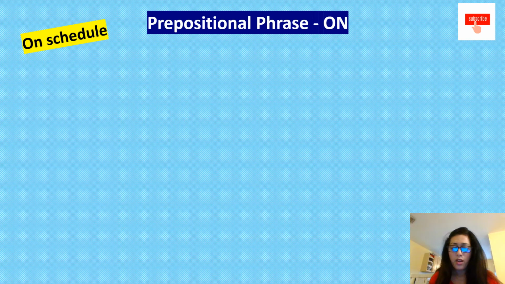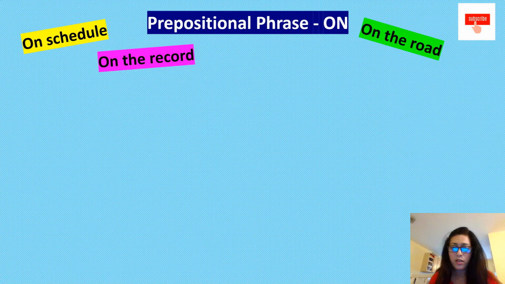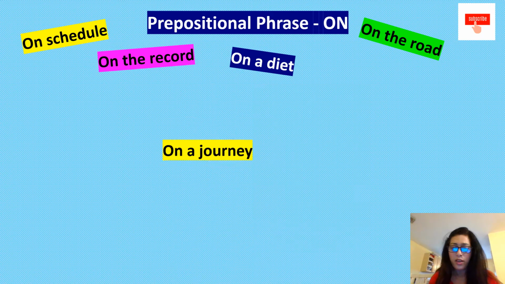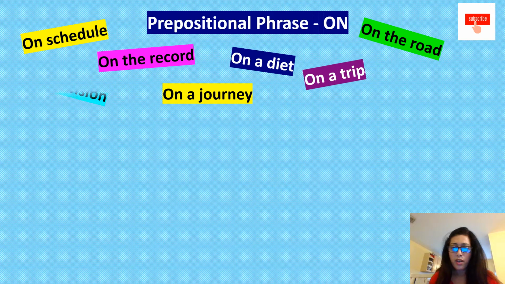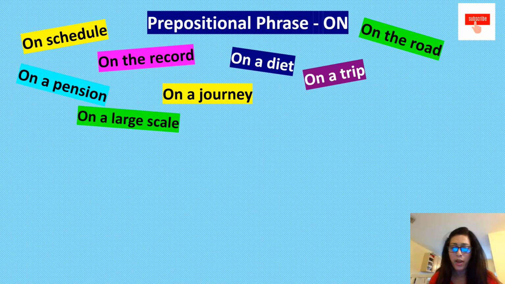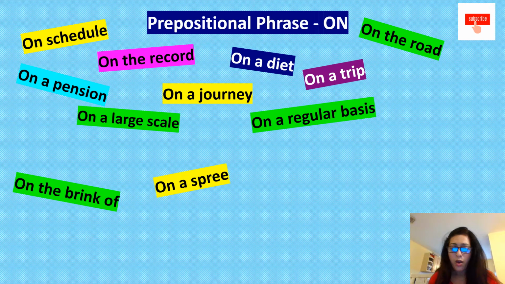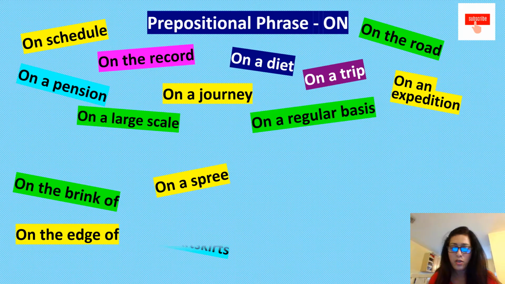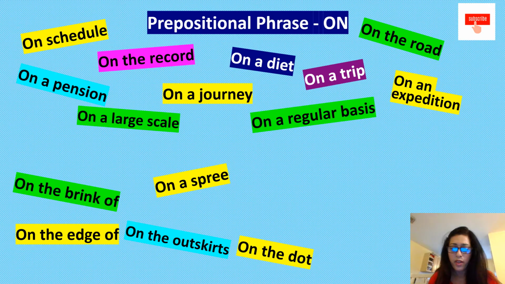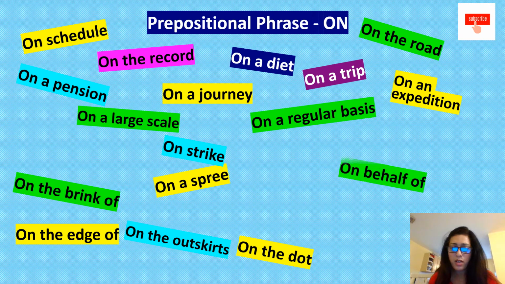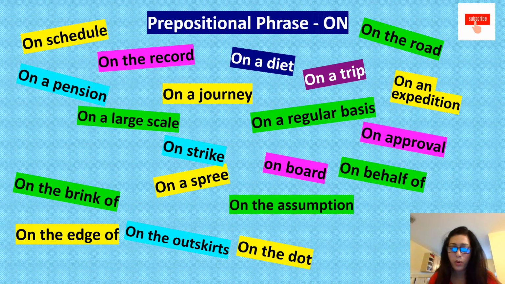Then with "on": on schedule, on the record, on the road, on a diet, on a journey, on a trip, on a pension, on large scale, on a regular basis, on the brink of, on a spree, on an expedition, on the edge of, on the outskirts, on the dot, on strike, on behalf of, on board, on the assumption, on approval, on account of.